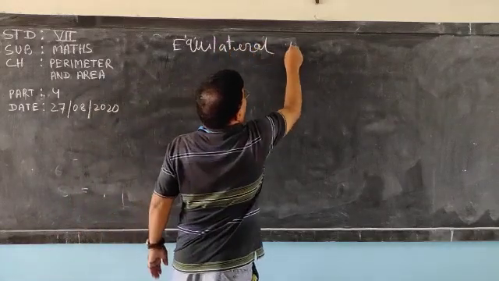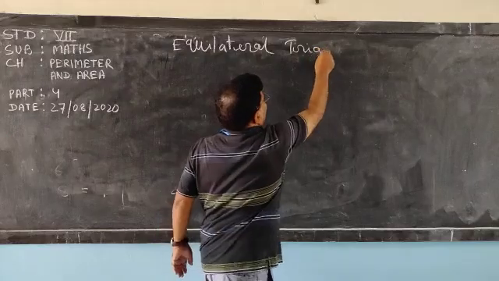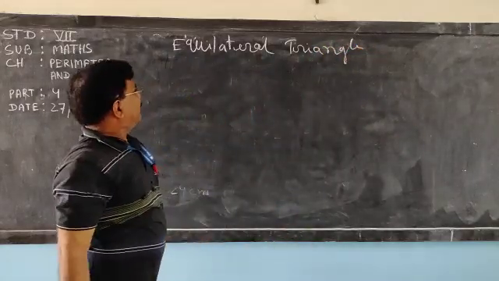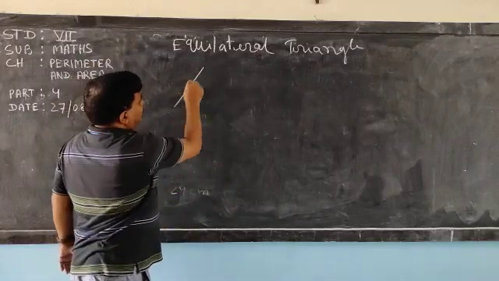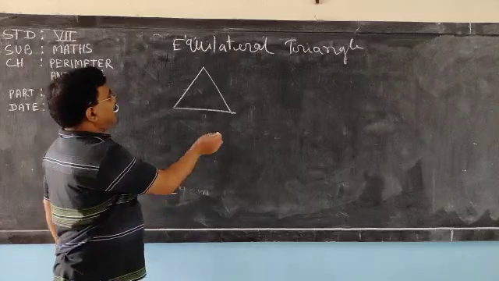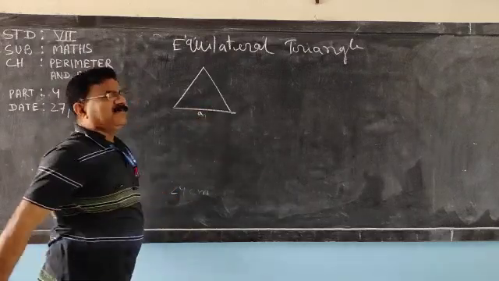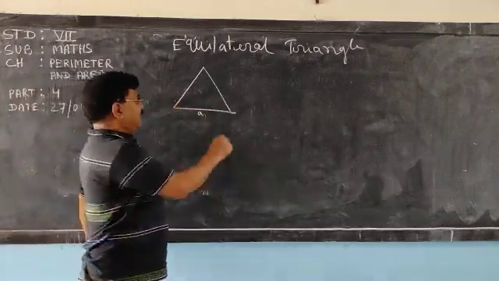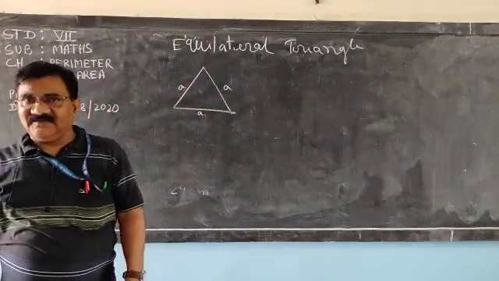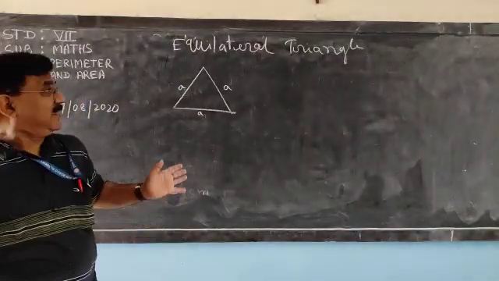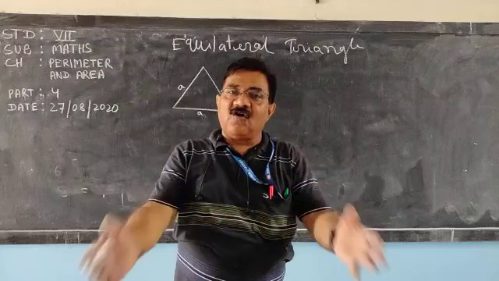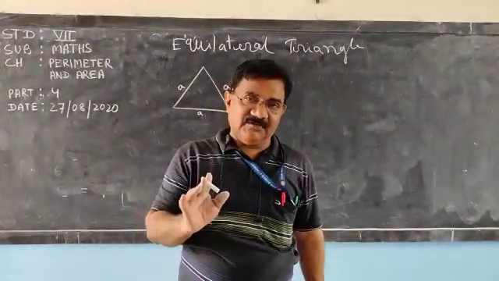Equilateral triangle, and we are knowing that equilateral triangle means all the sides are equal. All the three sides are equal. If it is a centimeter, naturally this will also be a centimeter and this will also be a centimeter. Each side is equal. Equilateral triangles are those triangles whose all three sides are equal.